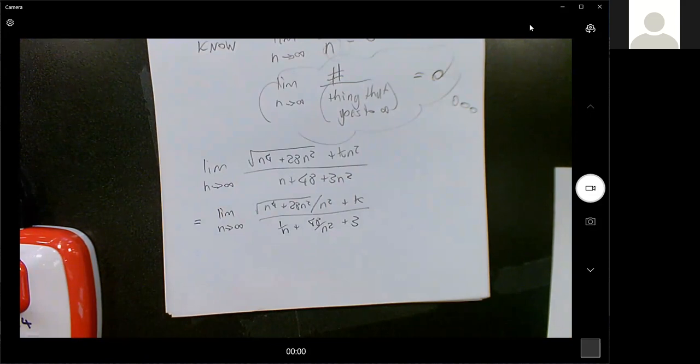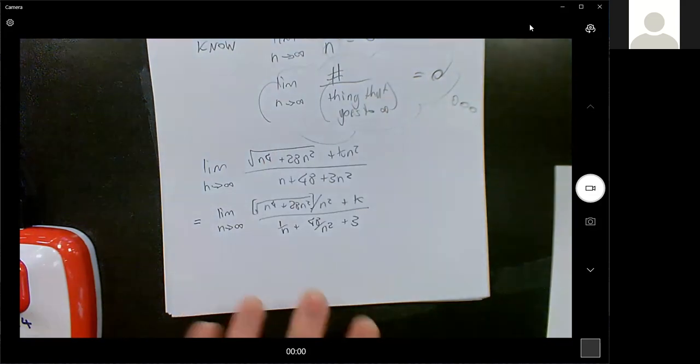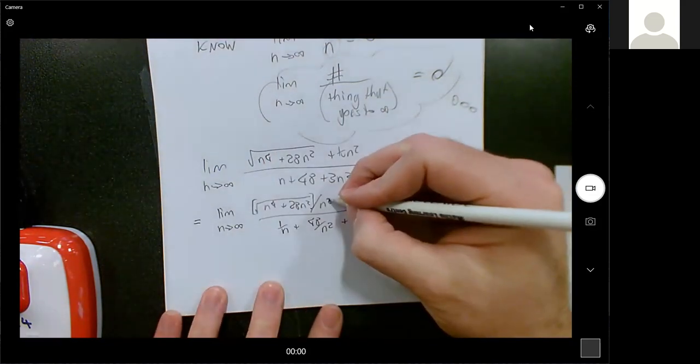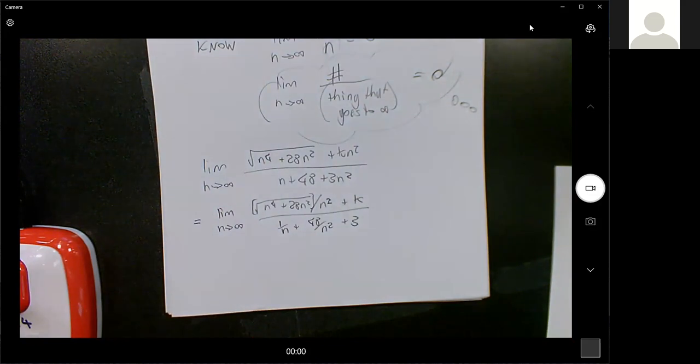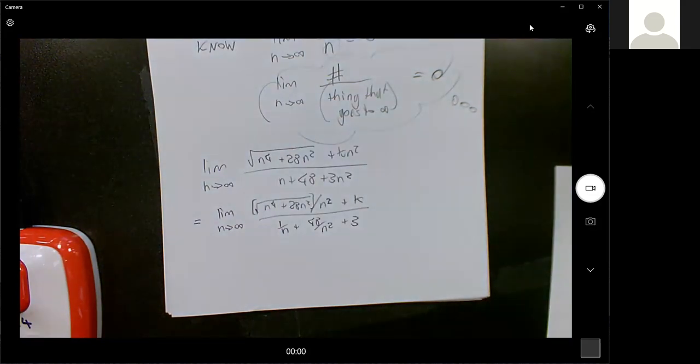I get that. Yep. Is the division of n squared inside the brick or outside? Outside. Okay. So the thing about roots is that they expand out over division.